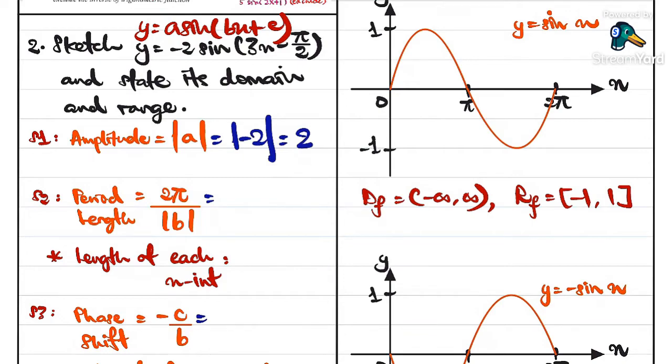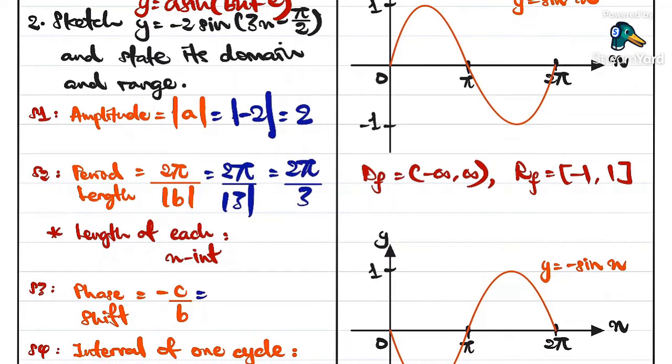Okay, and then the next step is the period length. So we must use the formula. The period length is 2 pi divided by the modulus of 3, because the b value is 3. Therefore, the period length is just 2 pi over 3. Okay, that is our period length. But it's not necessarily from the origin, no. It could be anywhere in between, in the middle part, until 2 pi over 3.